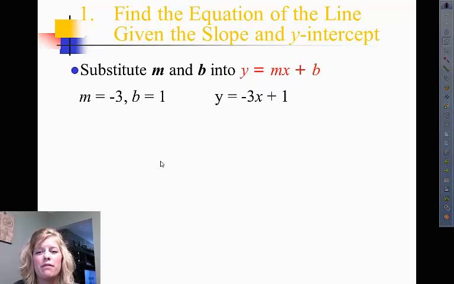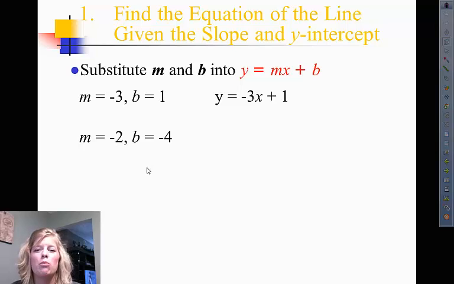You guys remember that from algebra? If not, I suggest writing them down. Here's another example. What would it be? If you said y equals negative 2x minus 4, you have it correct.